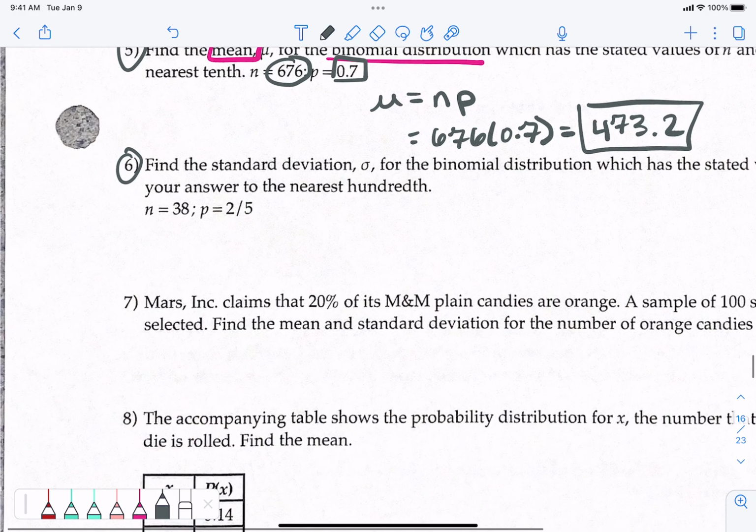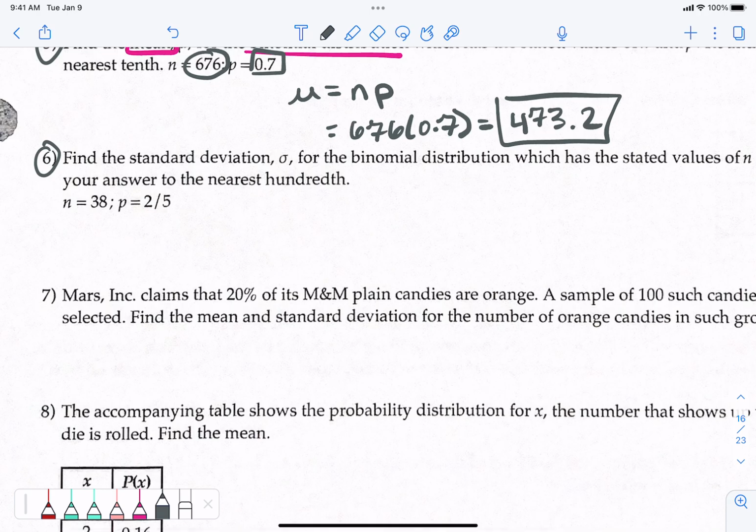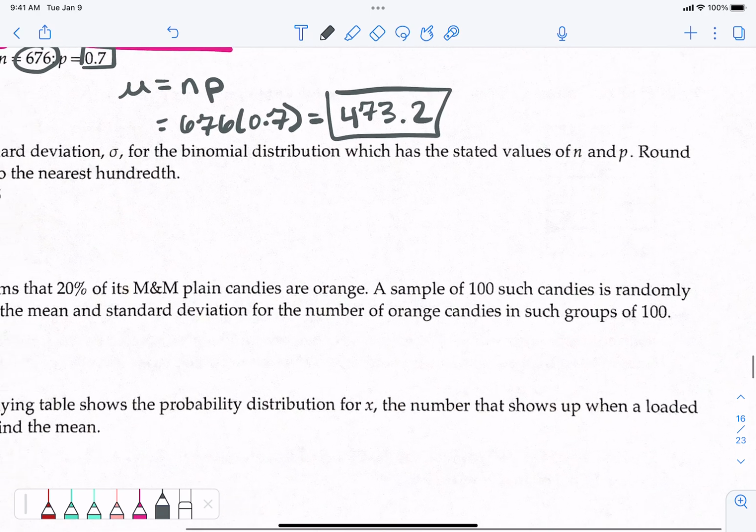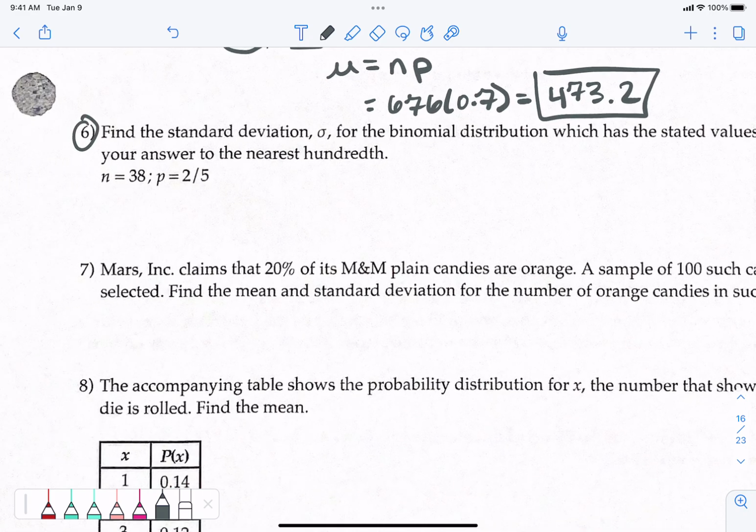Okay, go to 6. Find the standard deviation. Hey, this is another one. And there's another one, and there's another one. You better know standard deviation then, I guess. Standard deviation for binomial, that is sigma, the square root of npq.